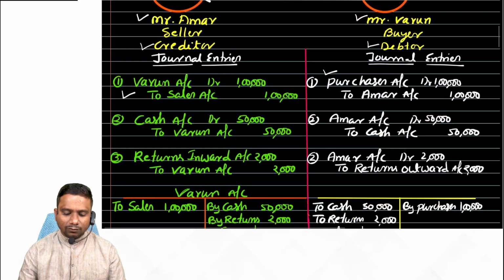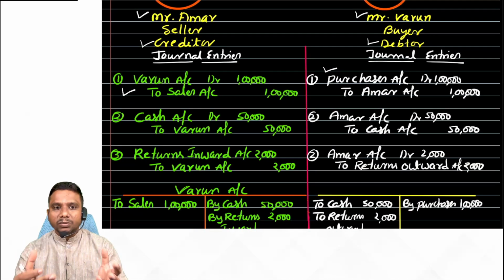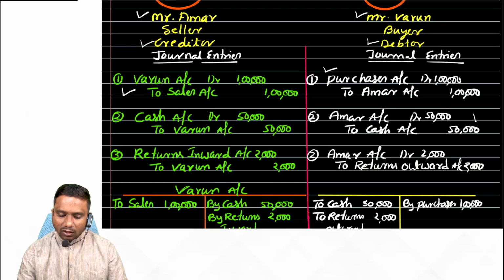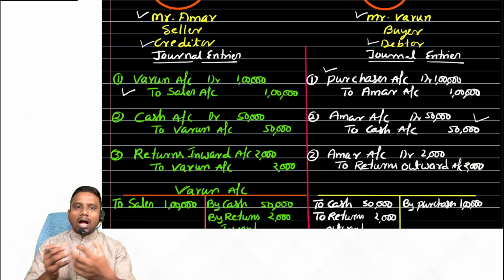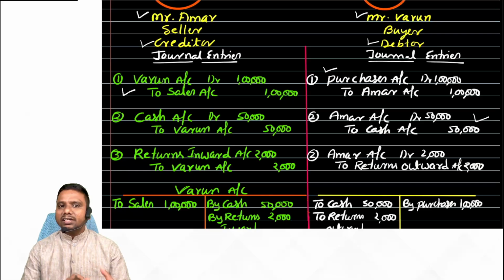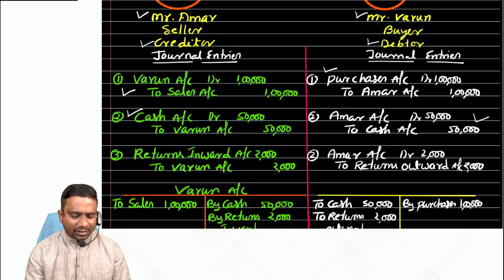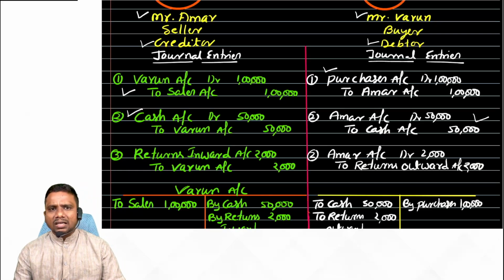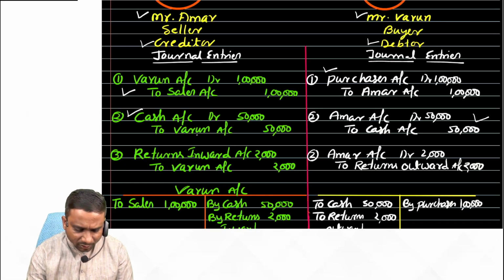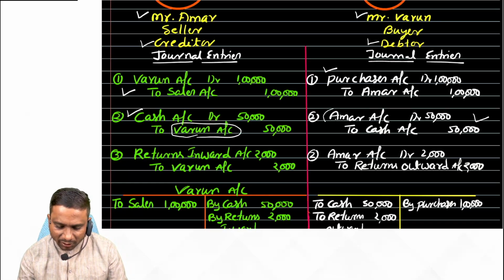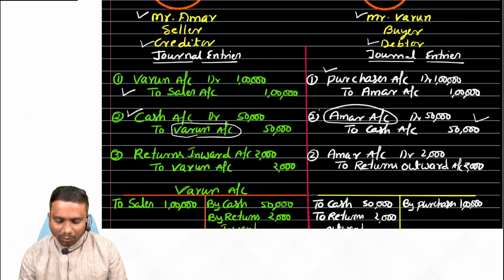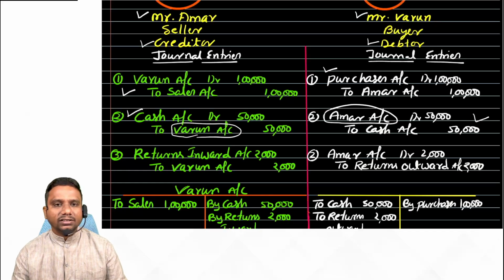What is the entry they record? First, it is recorded by Varun because Varun is paying now. So, what is the entry? Amar account debit 50,000 to cash. Now, Amar is receiving cash. What is the entry he will record? Cash or bank account debit to Varun account. Again, if you observe here, Varun account is credited. In Varun's books, Amar account is debited. Observe these small differences first.